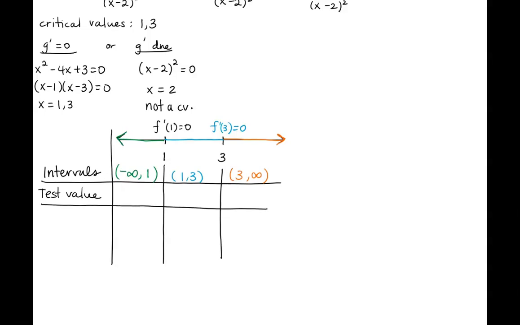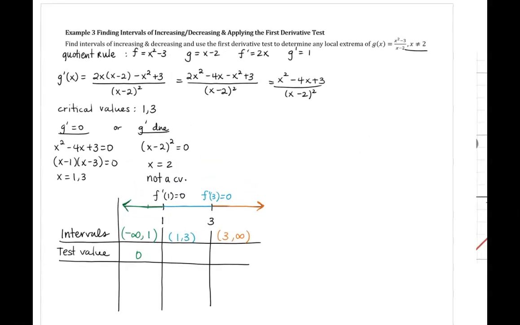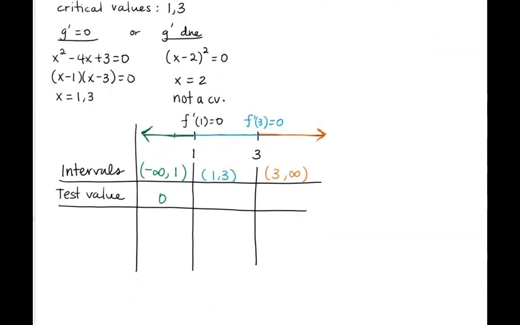In the first interval, the test value that I will choose will be any number that is less than 1. I will choose to use 0. In the second interval between 1 and 3, we can choose any number, but we could not choose 2. Okay, we could not choose 2 because 2 is not in the domain of the function. So instead, I'm going to choose 1.5. And then finally, any number bigger than 3, I will choose 4.